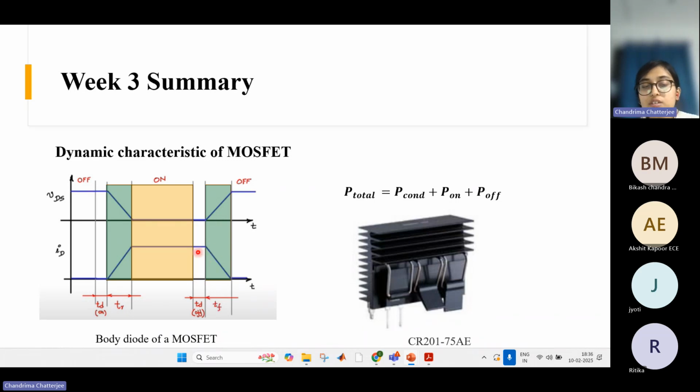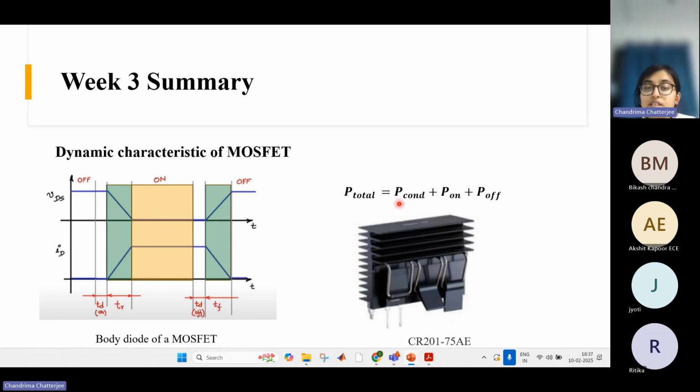So now you withdrew the gate pulse, but this is called the off delay time. During this portion, the current is still maintained and the voltage drop is still there, a very small amount of voltage. After this delay time, the current starts falling and the voltage starts rising, and it goes to the total blocking voltage, and the current becomes zero. This is a full cycle of the MOSFET, right?